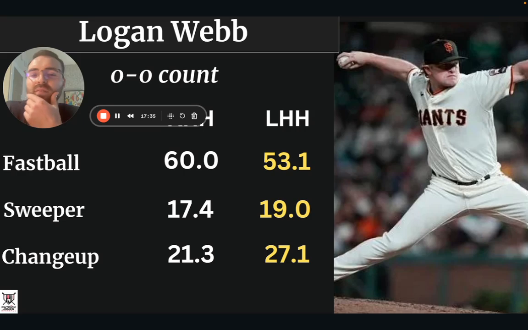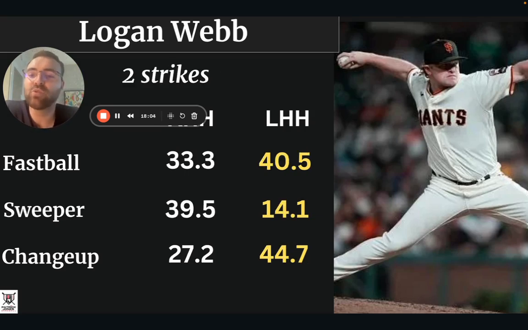So 0-0 count to right-handed hitters and to left-handed hitters. From a percentage standpoint, he's more likely to throw his fastball than any other pitch. And then it's going to be changeup and then sweeper to left-handed hitters, and then changeup and then sweeper to right-handed hitters. So if we're playing the odds, he's more likely to be throwing a fastball 0-0 count to right-handed hitters and left-handed hitters. Now, when we get to 2 strikes, it looks a little bit different.